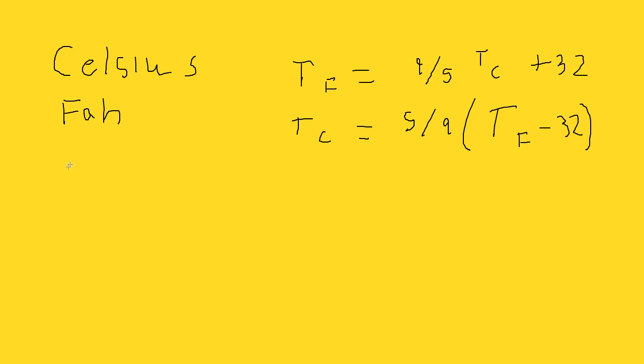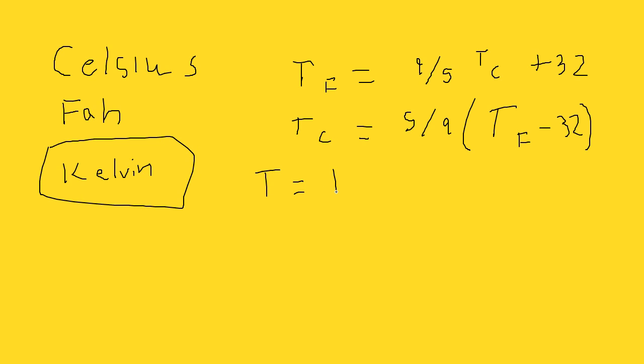And the third scale we use is the Kelvin scale. And this is probably the most popular one in physics. And to convert from Celsius to Kelvin, temperature equals temperature in Celsius plus 273.15.